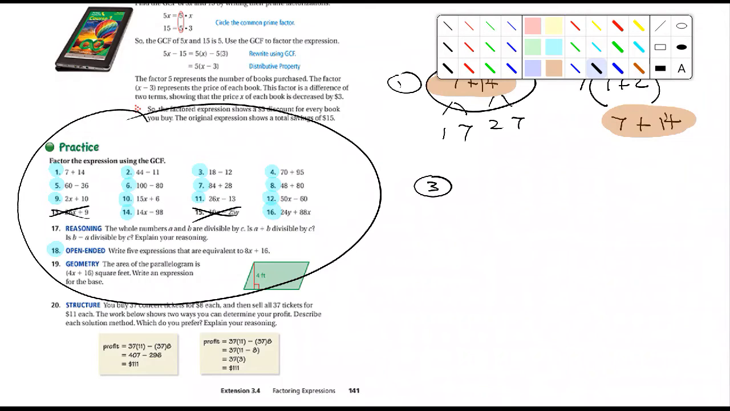Number 3 is 18 minus 12. So you're going to factor out 18, and then you'll factor out 12, just for starters. That's what you're going to do. And then I'll put 18 here, and I'll put 12 here, and then I'm going to list the factors.